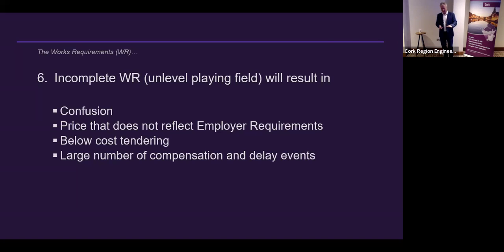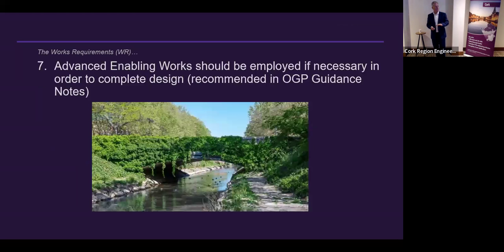So tenderers need to have a level playing field. They all need to know exactly what the scope of work is that they've been asked to price. Enabling works contracts are starting to be used more often now than they used to be. It's a recommendation of the OGP guidance documents to do enabling works contracts to allow the designer to complete the design, which is a good idea. If there's confusion there, let's do a small enabling works contract first before we actually complete our design, and then ask the contractors to tender on a level playing field.